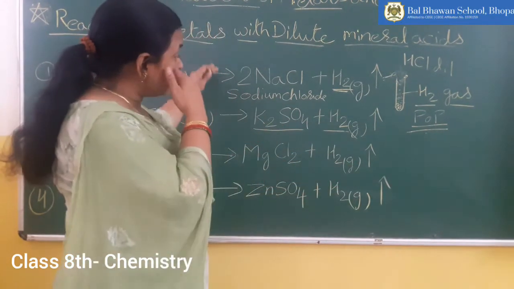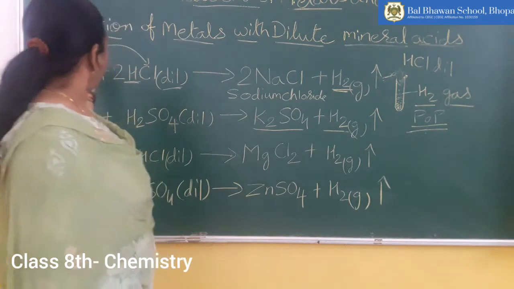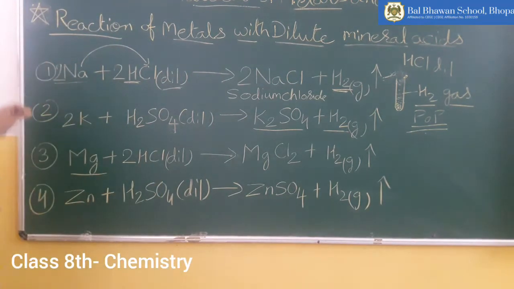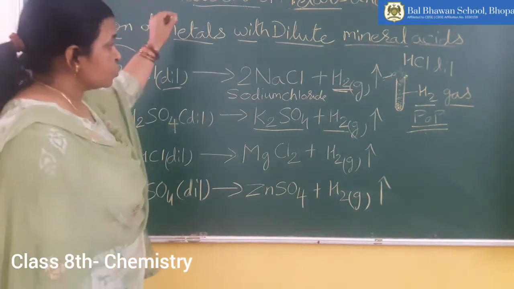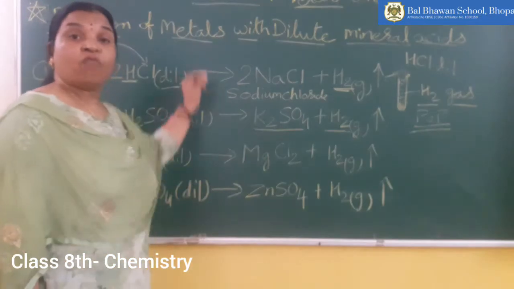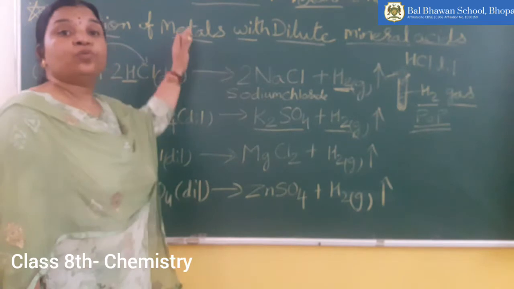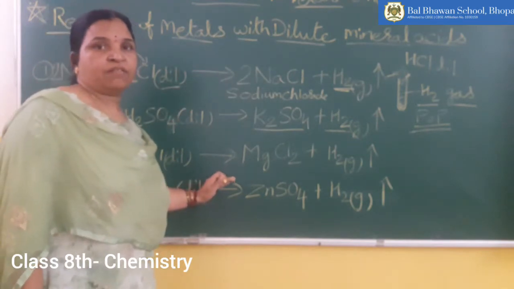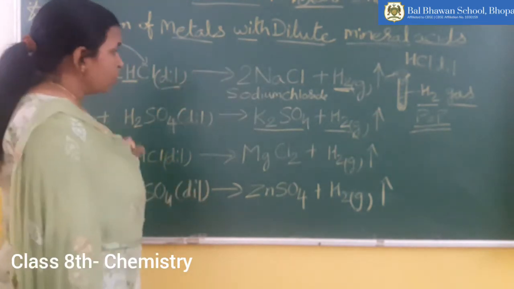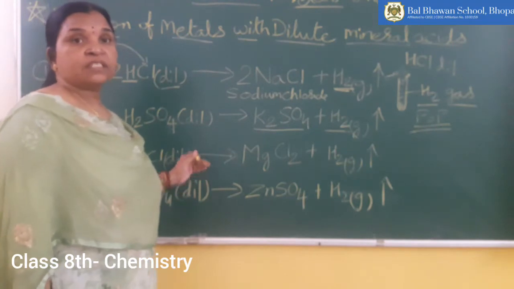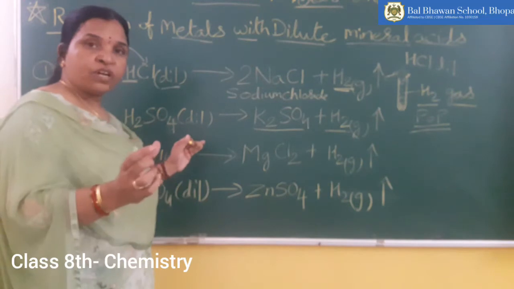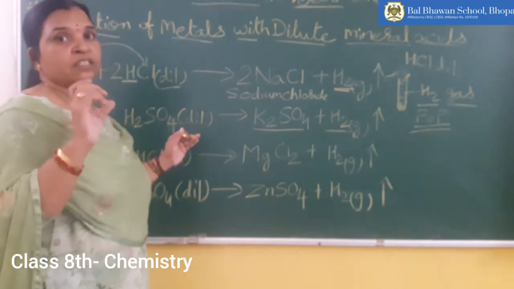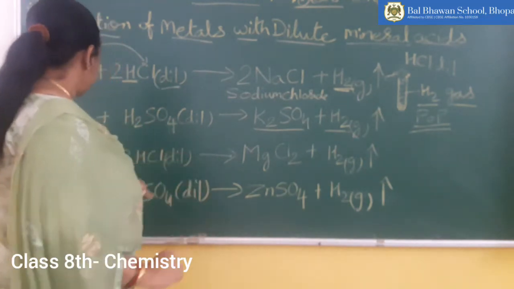If you compare the rate of reaction from case 1 to this, you will observe that the rate of reaction is decreasing. Why is it decreasing? Due to the reactivity. As we go down the reactivity series, the reactivity of the metals decreases. So the moderately reactive metal will react slowly with the acid.